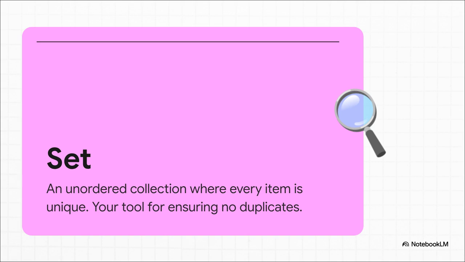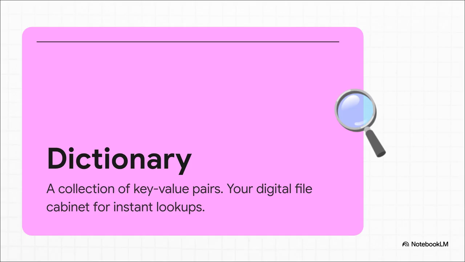No duplicates. And finally, we get to my personal favorite tool, the dictionary. This isn't just a simple list of things, it's a collection of key value pairs. And this is what makes it so brilliant. It's like a digital file cabinet. You have a key, which is like the label on the file tab, and a value, which is all the information inside that file. This whole structure is built for one thing: speed.